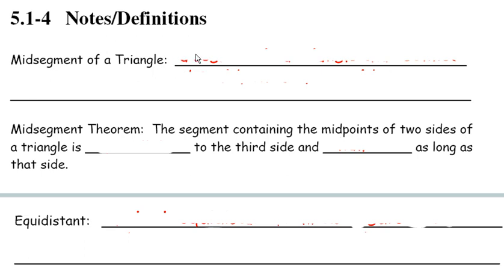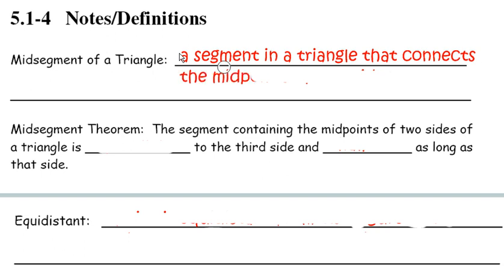So we're going to start by talking about the midsegment of a triangle, and the midsegment of a triangle is a segment in a triangle that connects the midpoints of the two sides. So if I were to draw a picture of that, let me get a triangle going here. So here's a triangle, and then if I have a midpoint of this side, and I know it's the midpoint because it cuts it into two congruent parts, and the midpoint of this side, again, cuts it into two congruent parts. If I draw a line in between those two midpoints, that is my midsegment.